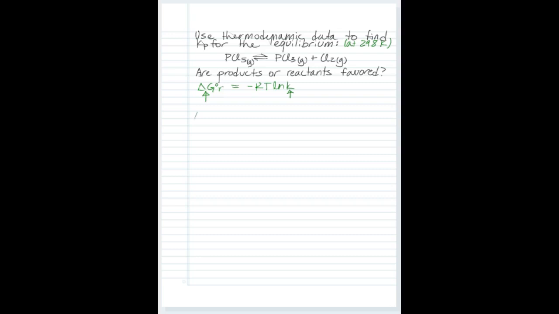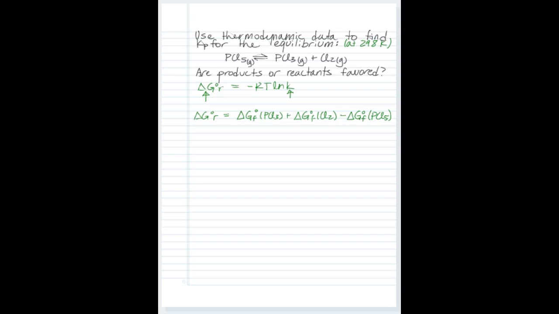So delta G of reaction equals, let me just write this down really quickly, the delta G of formation at standard temperature and pressure for PCl3, plus the standard delta G of formation of Cl2, minus the standard delta G of formation of PCl5. Okay, so all we need to do is look up the values for these, and we have these in many thermodynamics tables.